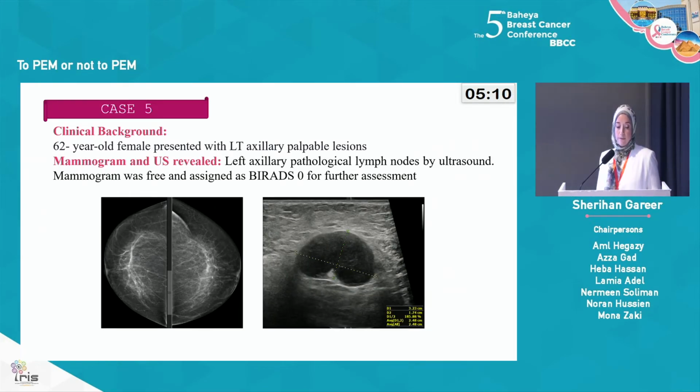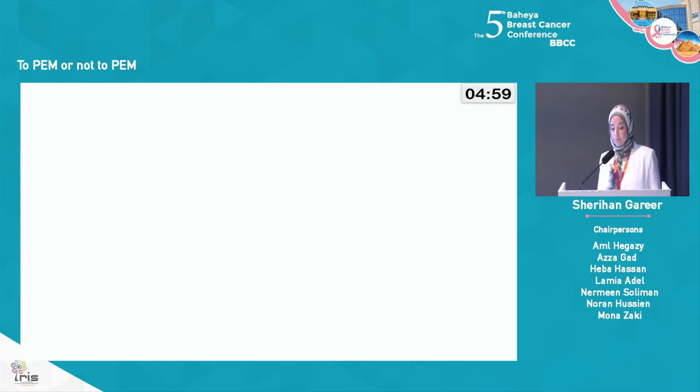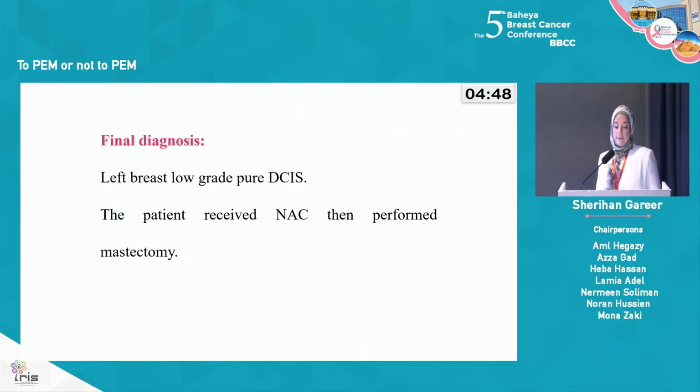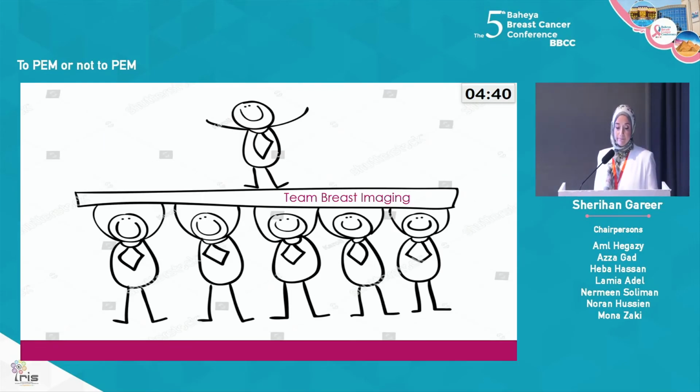In this case, we have a 62-year-old female who presented with left axillary palpable lesions. The mammography was given a BIRADS 0. Ultrasound revealed a left axillary pathological lymph node. The PEM only showed a small focus with faint FDG uptake. It had a low SUV maximum value of 0.9. And the biopsy revealed low-grade pure DCIS. The patient received neoadjuvant chemotherapy and then had a mastectomy.